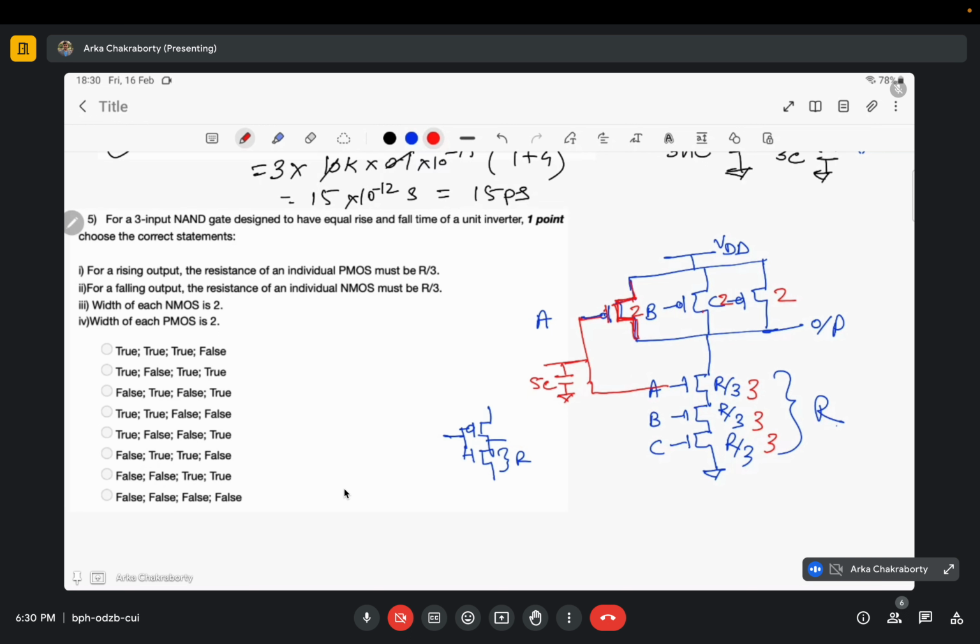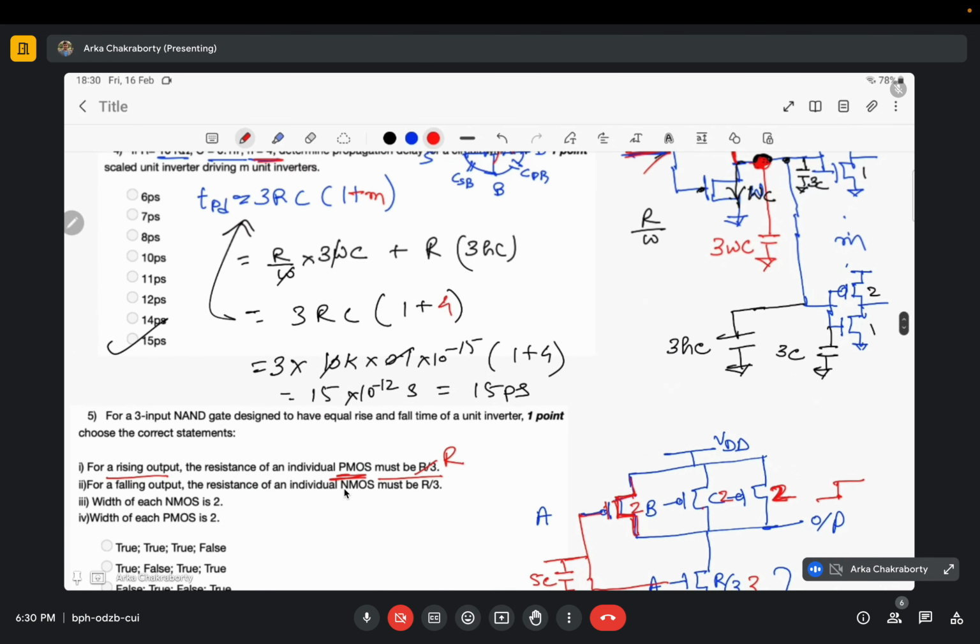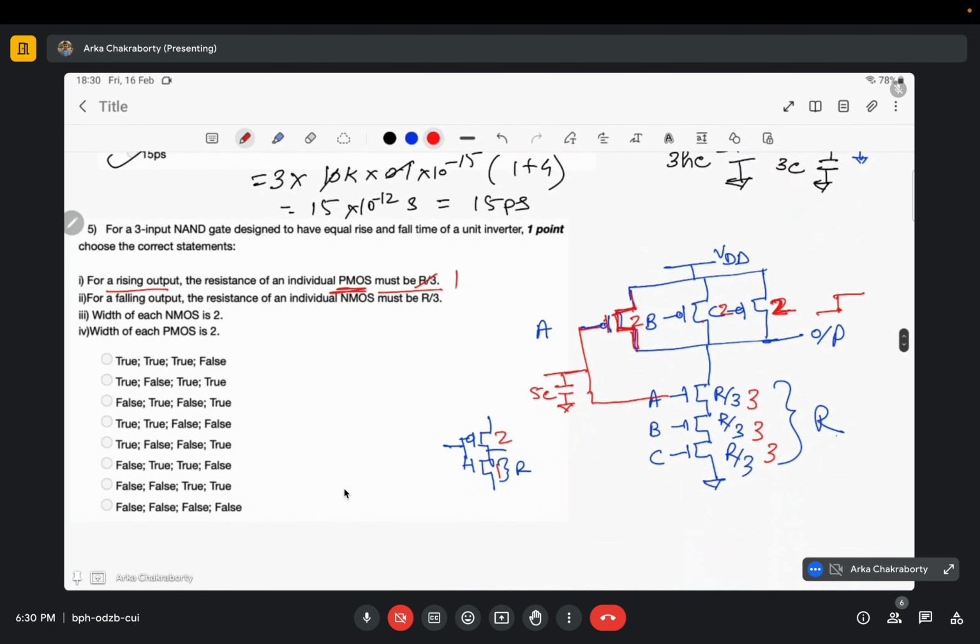But let us see what the question has been. What are the statements that have been given? The first statement is, for a rising output, the resistance of an individual PMOS must be R by 3. As we have seen, the initial value that the unit inverter had, that is 2 and 1, is sufficient for the worst case delay to be equal to the case of the minimum unit inverter. So I don't need the resistance to be R by 3, simple R would suffice. So it's a false statement, therefore it's false.